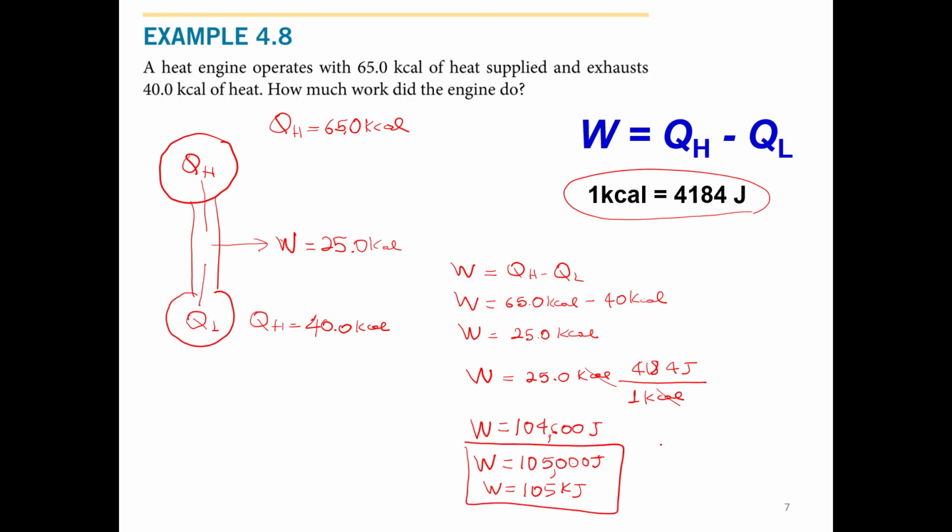And if you need to write this in scientific notation, then we count 1, 2, 3, 4, 5, and it will be 1.05 times 10 to the power 5 joules. This is how to write the answer in scientific notation. And we know the exponent must be positive because it's a larger number.